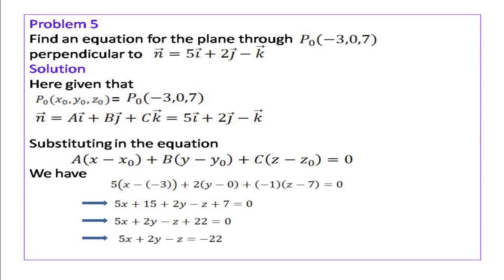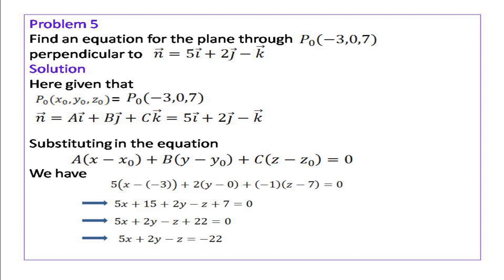Now the problem, find an equation for the plane through P naught (minus 3, 0, 7) perpendicular to vector n equal to 5 vector i plus 2 vector j minus vector k. Here given a point on the plane, so we can take P naught, x naught, y naught, z naught to be (minus 3, 0, 7), and the perpendicular vector is given. So vector n equal to a vector i plus b vector j plus c vector k equal to 5 vector i plus 2 vector j minus vector k. So we get the values of x naught, y naught, z naught, a, b and c.